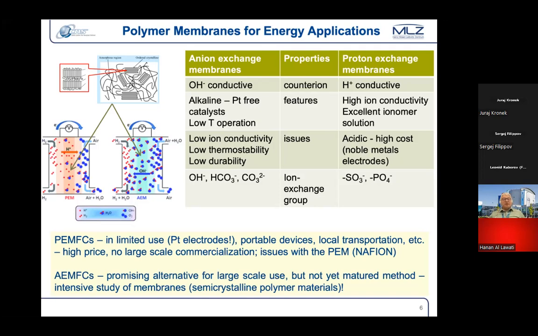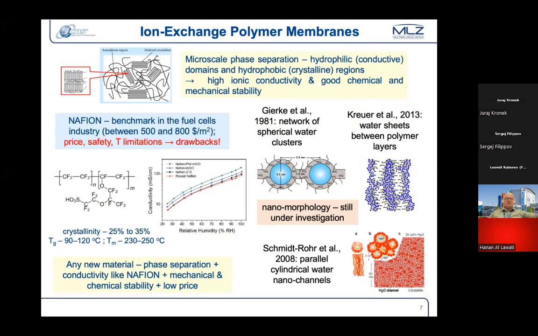systems. They operate at low temperature. They don't work in acidic medium. But they still show low ion conductivity, low thermostability, and low durability. That's why this is a promising alternative, but not yet mature for such applications. Intensive work is spent to improve these systems and to find new membranes which approach the properties of Nafion, but are better and cheaper regarding the price.